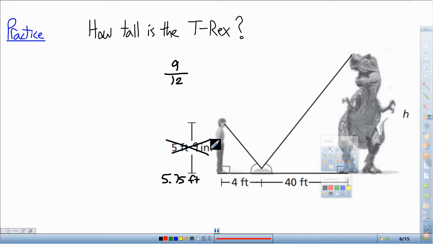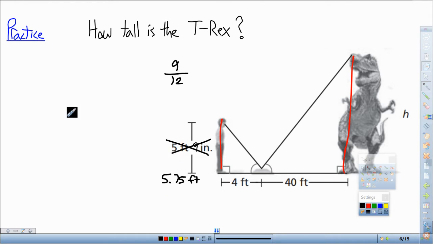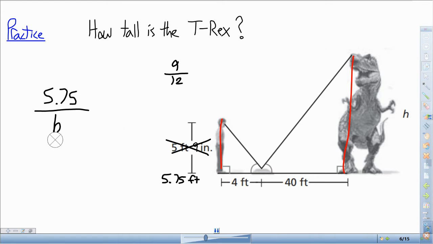Okay, so my first ratio, the height of the guy over the height of the T-Rex. So 5.75 over the height of the T-Rex, which is what we don't know, h. All right, and we know that's going to equal the ratio of the shadows. All right, again, left over right is what I did before, so I'm going to do that this time too. So a 4 over 40.